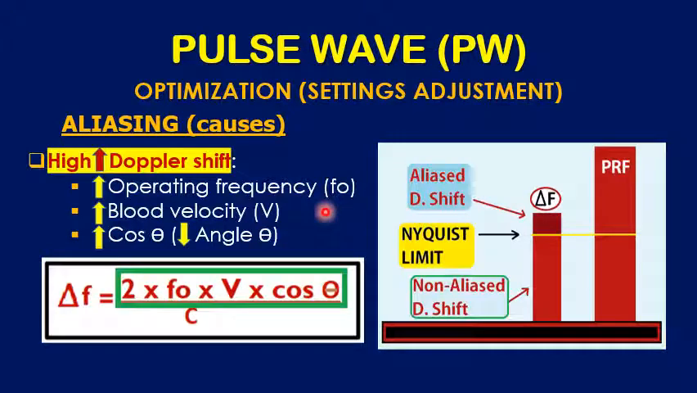So high operating frequency. What's another reason? If I have a high blood velocity, of course, I will get a higher Doppler shift, and I will get aliasing because it will be beyond the Nyquist limit. What else? If I have a high cosine theta, what does high cosine mean? It means a lower angle, close to zero, for example 20 or 25. That's why, if you have aliasing and get a chance to scan the same vessel or area from a different angle that is not that low, it might help you avoid the aliasing. But this is not actually practical, it's not a good chance for us.